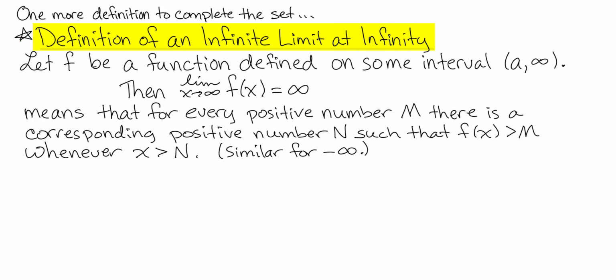So our definition of an infinite limit at infinity. Let f be a function defined on some interval from a to infinity. Then the limit as x approaches infinity of f of x equals infinity means that for every positive number m, there is a corresponding positive number n, such that f of x is greater than m whenever x is greater than n. We can have a similar definition when we're dealing with negative infinity.